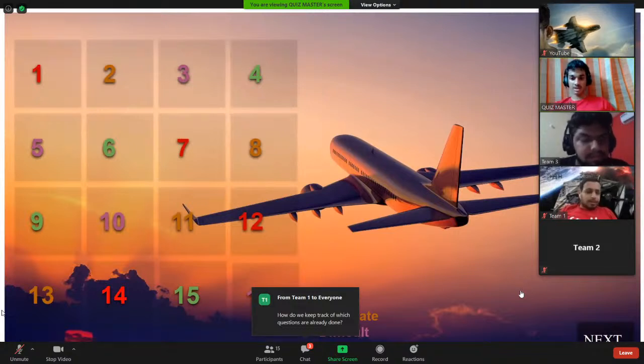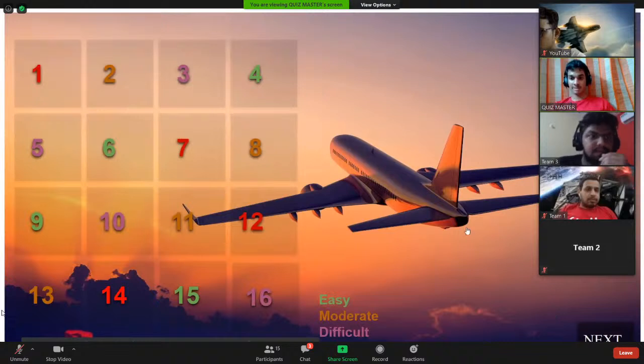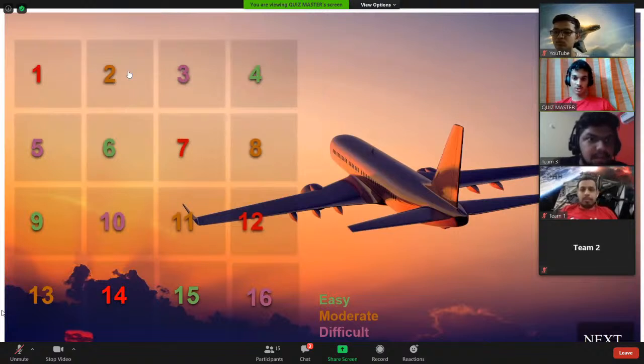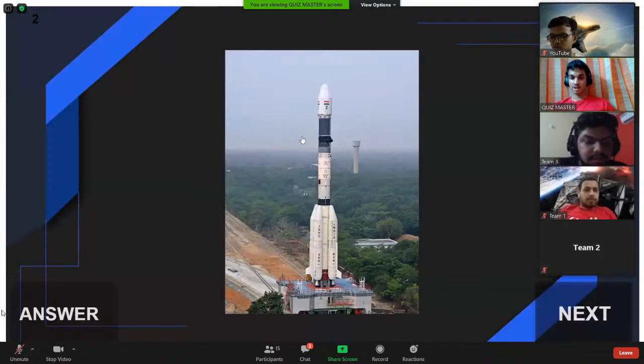Team 1 is asking, how do we keep track of questions that are already done? The team here is keeping track of the questions already done. We would also encourage you to note down the questions you and other teams have answered so that you can make your tactical choice as well. So team 3 chooses question 2. Question 2 coming up now. Another rocket. Pounce is open. Keep your pounces coming, please.